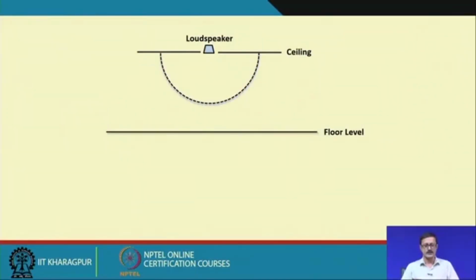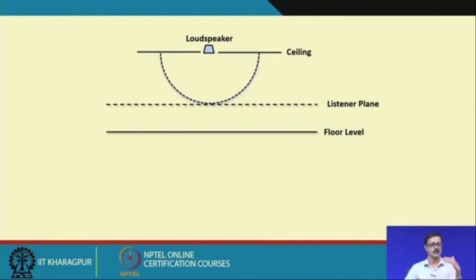So, the next one is that suppose I am providing a loudspeaker in the ceiling. This is the ceiling and this is the floor level, and this circular line is the conical dispersion line, and this is the listener plane. For the listener plane, if it is a sitting category, it is 4 feet, and if it is a standing category, then it is 5 feet. Mostly it is sitting in case of an auditorium.